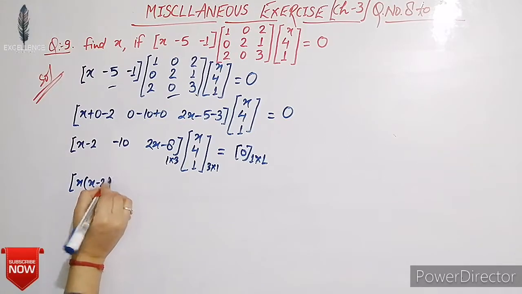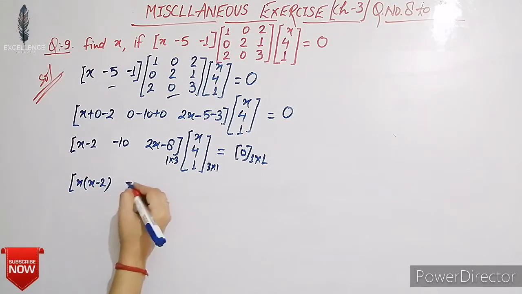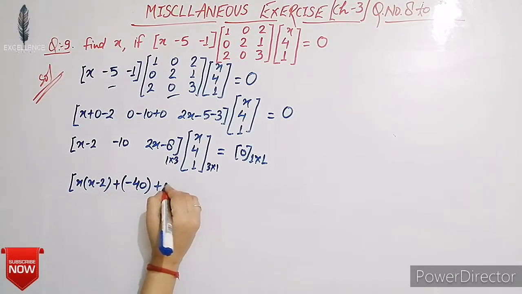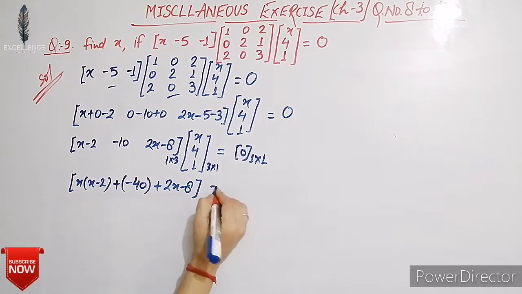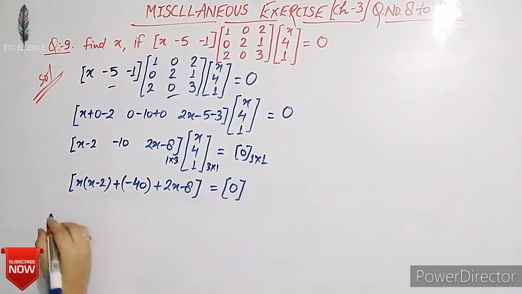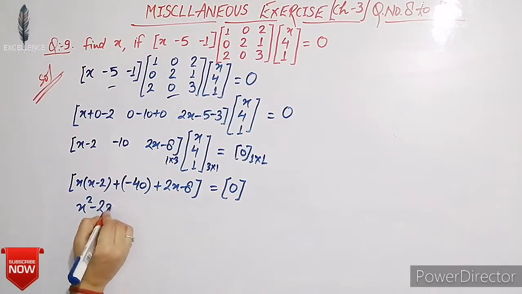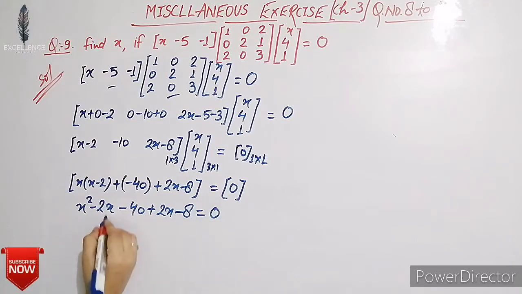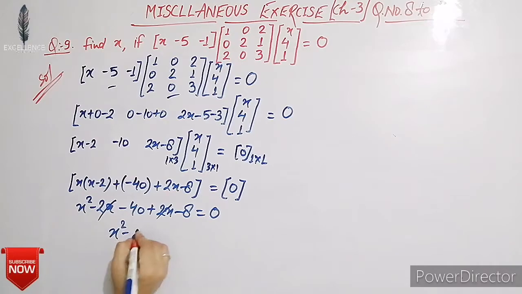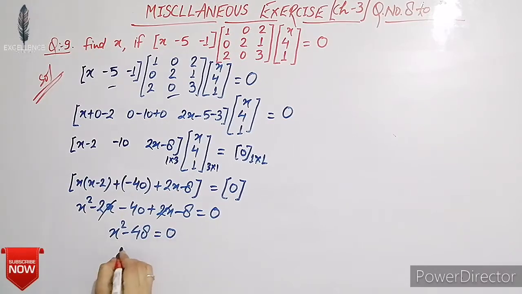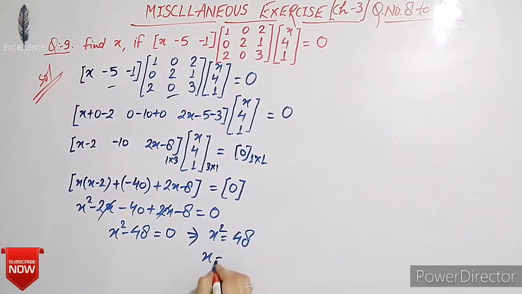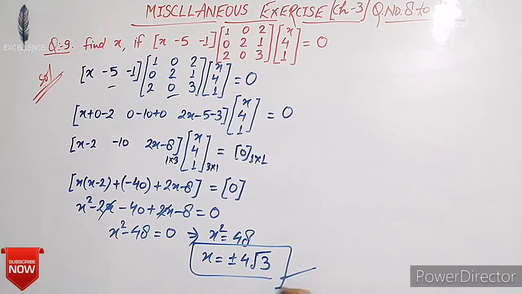Now here on multiplying we have x into x minus 2 plus minus 40 plus 2x minus 8 is equal to 0. Then we get x square minus 2x minus 40 plus 2x minus 8 equals 0. 2x cancels, then we get x square minus 48 equals 0. So that gives x square equals 48. So we have x is equal to plus or minus 4 under root 3.